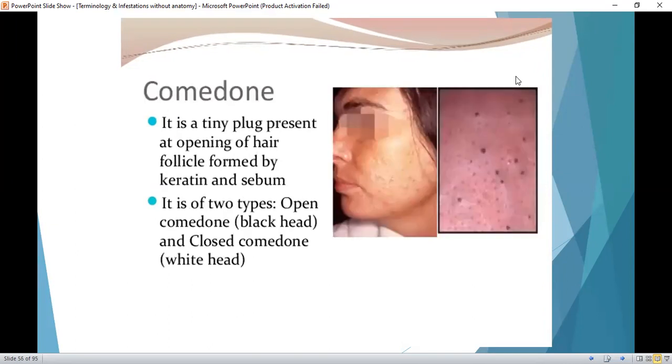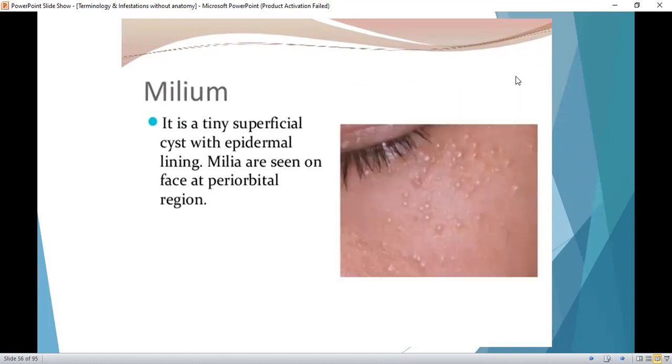Comedone, we talk about comedogenic acne. The comedones are the blackheads and the whiteheads. So comedones are tiny plugs present at the opening of the hair follicle, caused by the keratin and sebum obstruction. It is of two types. Open comedones are the blackheads, and the closed comedones are the whiteheads.